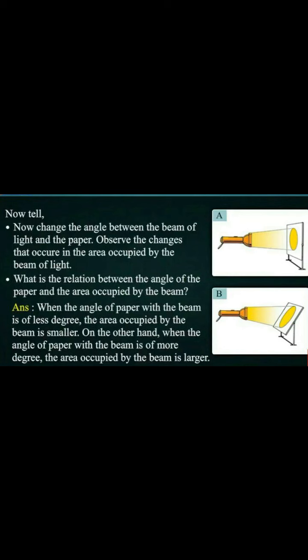That way, when the angle of the paper with the beam is less, the area occupied by the beam is smaller. On the other hand, when the angle of the paper with the beam is more, the area occupied by the beam is larger.